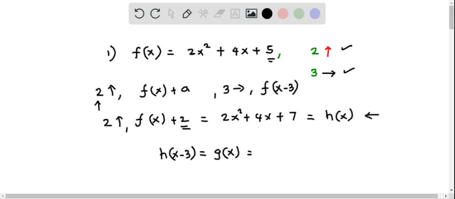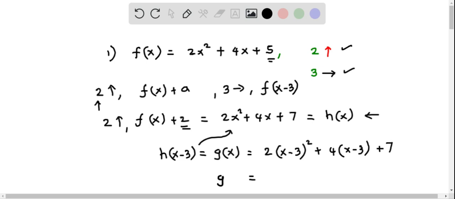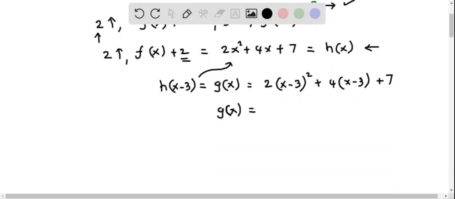And so this equals, to find h of x minus 3, h of x is this one. Replace all x by x minus 3, and so we can write this as 2 times x minus 3 quantity squared plus 4 times x minus 3 plus 7. Let's simplify this. This is g of x, which is the function after f of x undergoes 2 translations, that is 2 units up and 3 units right.